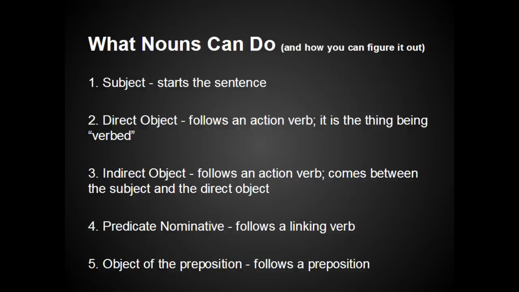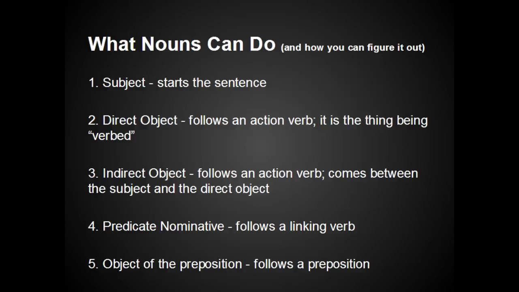Now, there are several things that nouns can do, and here are the basics. The first and the easiest one is that a noun can be a subject. Subjects are usually easy to identify because 9 times out of 10 they start a sentence. I hope you all remember how to identify subjects. The next thing that a noun can do is act as a direct object. Remember, a direct object follows an action verb, and we ask ourselves, what is a thing being verbed? And when we do that, we have found our direct object.